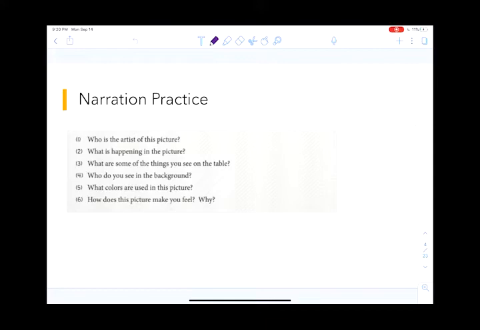Number 1. Who is the artist of this picture? Number 2. What is happening in the picture? Number 3. What are some of the things you see on the table? Number 4. Who do you see in the background? Number 5. What colors are used in this picture? Number 6. How does this picture make you feel? Why? Take a second to pause this video and answer the questions.